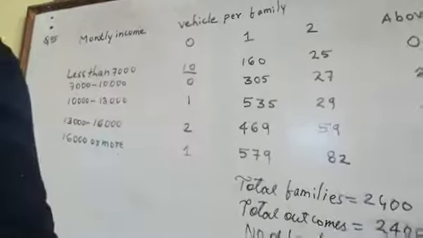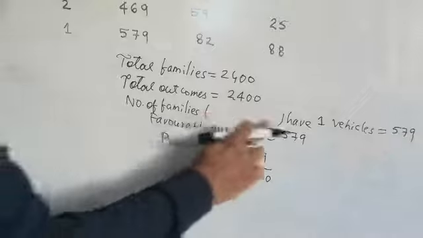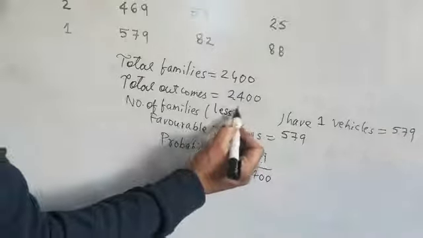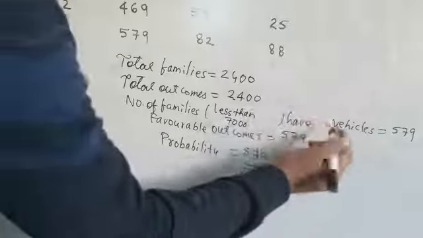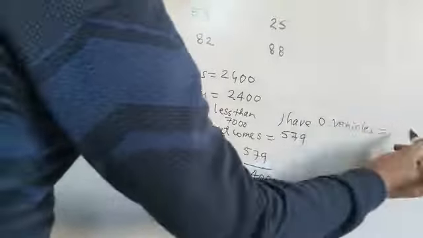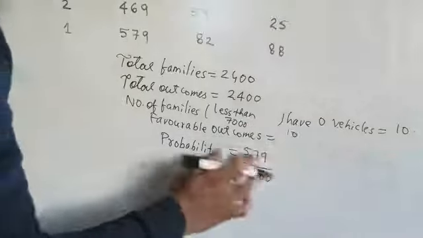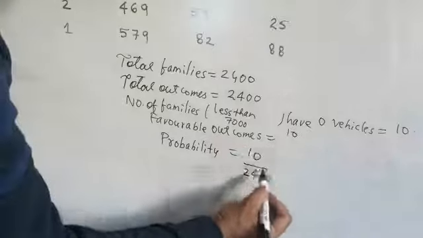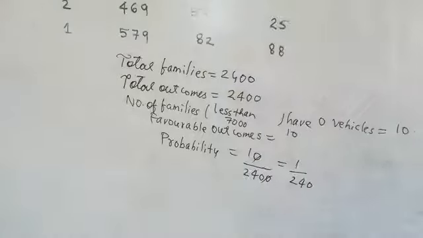The total outcome, you know, is 2,400. So again we will write the steps. Less than 7,000. One upon 240 is the answer. Now next question.